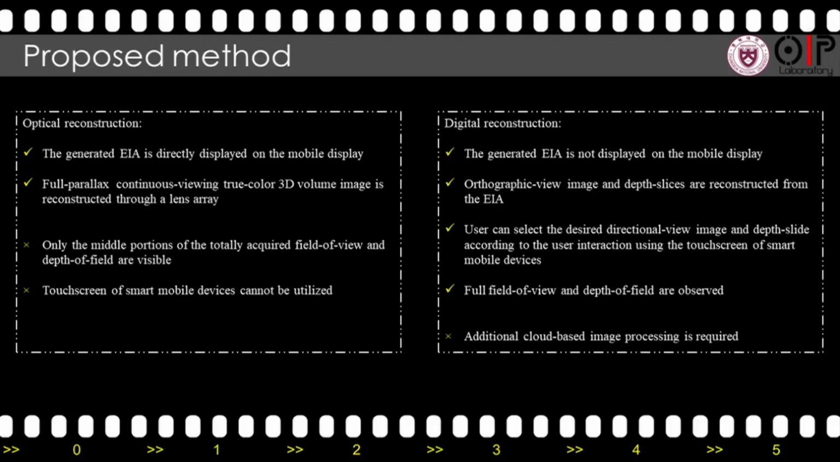But in the digital reconstruction method, the generated elemental image isn't displayed directly on the mobile device. Instead, the orthographic-view image and depth slice are reconstructed from the elemental image array, and each of them is displayed one by one according to the user interaction. So in this case, the full field of view and depth of field of the object can be displayed, and also the user can select the desired viewpoint, directional view image, or the depth slice.